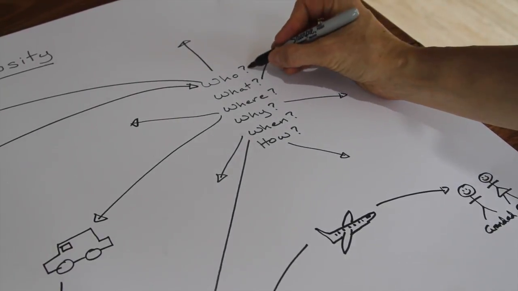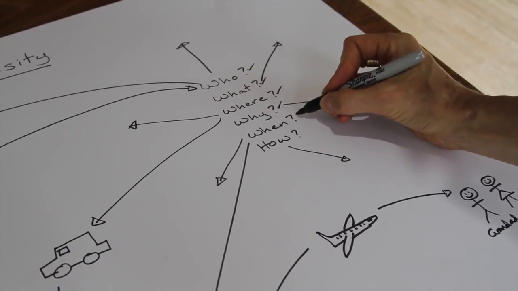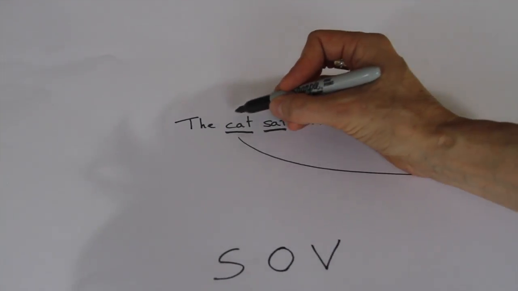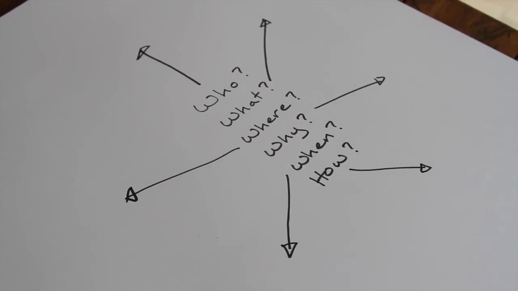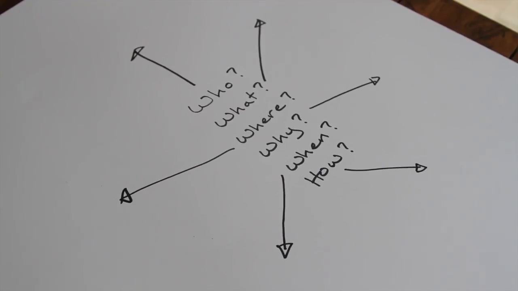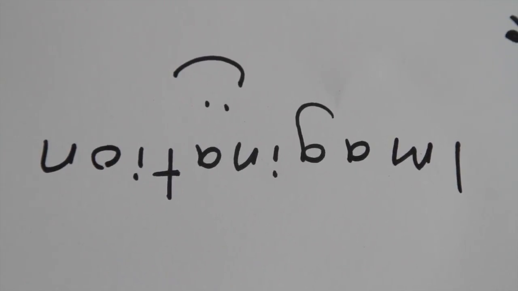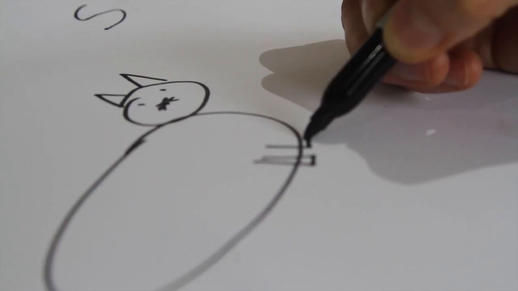Right, so far we've just asked who, what, where, why, when and how in relation to the cat. Now let's apply the same questions to the verb. You may not choose to use all the questions and some may not be relevant. That all depends on you and your imagination. Okay, let's start with how did the cat sit on the mat?